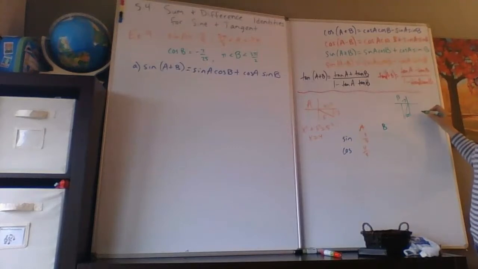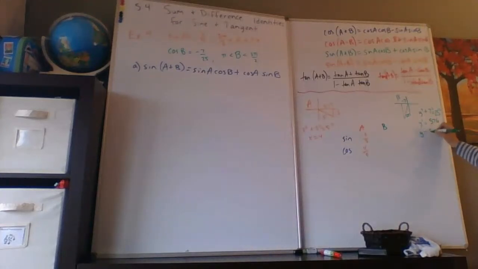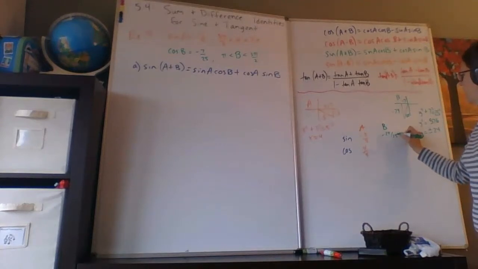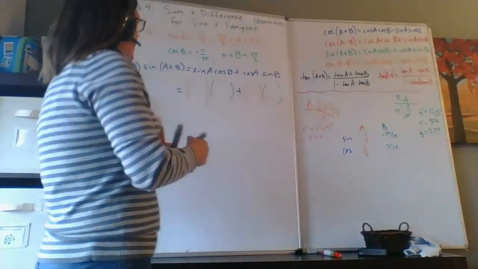So to solve, we have to find y squared plus 7 squared equals 25 squared. 25 squared minus 7 squared is 576. We square root both sides, so we get y is plus or minus 24. Since I'm in the third quadrant, my y value is -24. Therefore, my sine is -24/25 and my cosine is -7/25, as was stated.